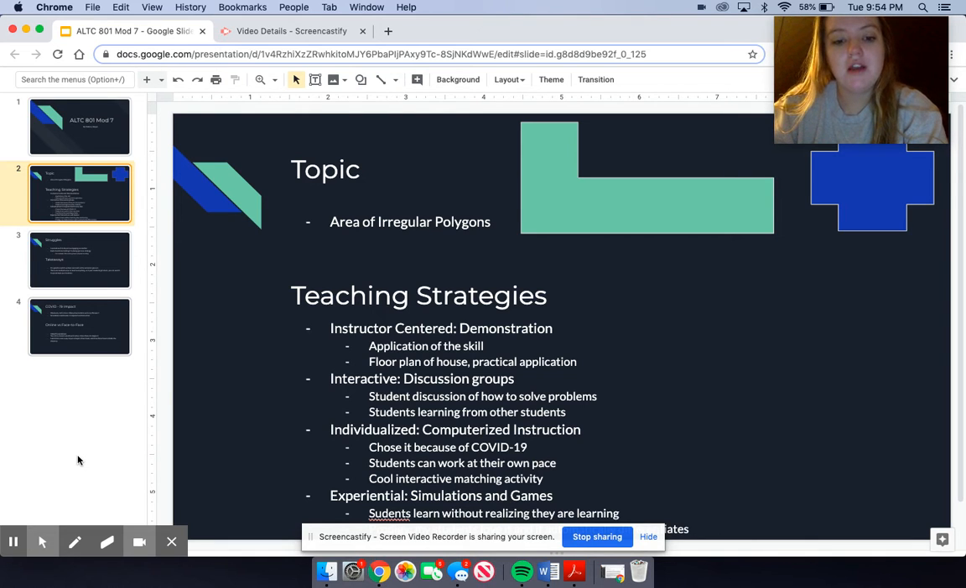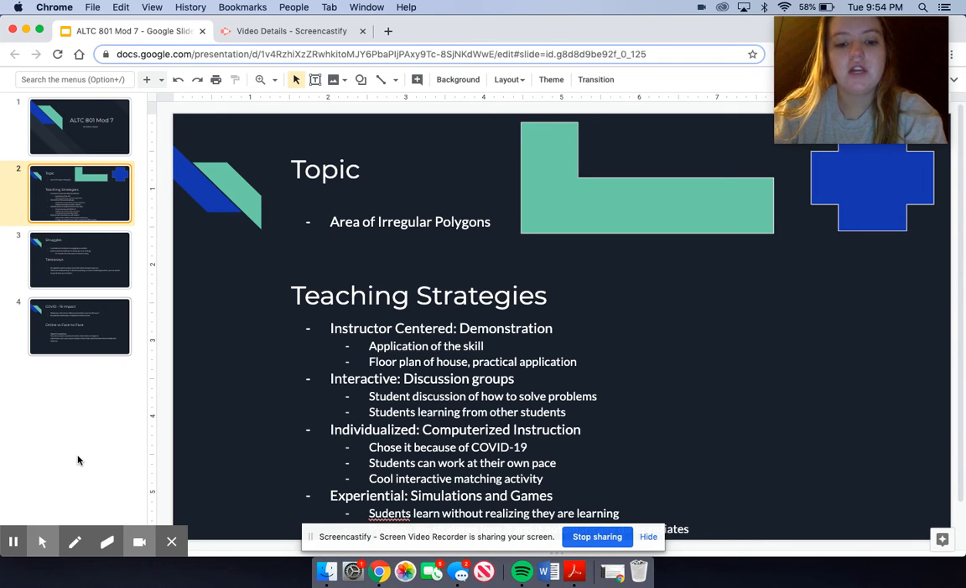So the four different strategies I chose: for instructor centered, I chose demonstration. I really liked this because it showed an application of the skill and not just how to do the skill. I did this by finding the floor plan of a house, and you have to divide it up because houses are not usually just squares. It was a practical application, which I really like in a middle school math classroom.